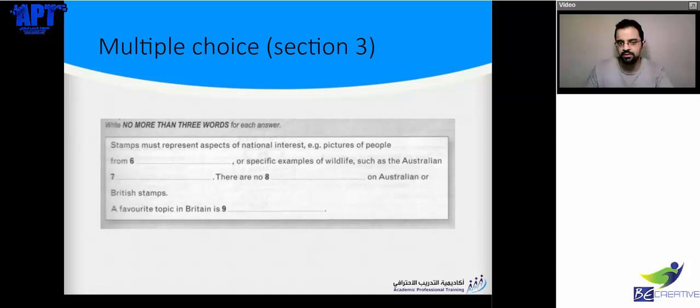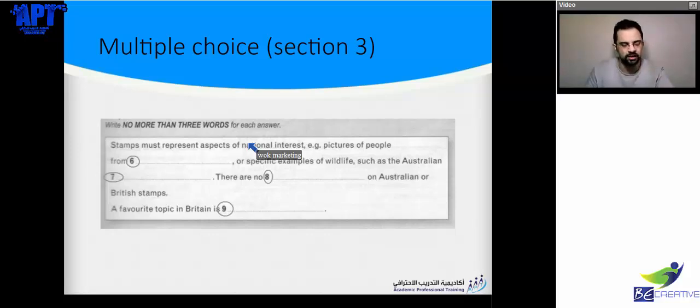Let's move on to the next set of questions here, 6, 7, 8, 9, 10. Let's circle the questions as we are used to doing, and then read quickly. Stamps must represent aspects of national interest, like pictures of people from somewhere, specific examples of wildlife, such as the Australian something. There are no something on Australian or British stamps. A favorite topic in Britain is something.